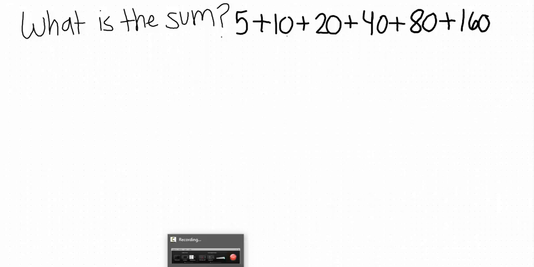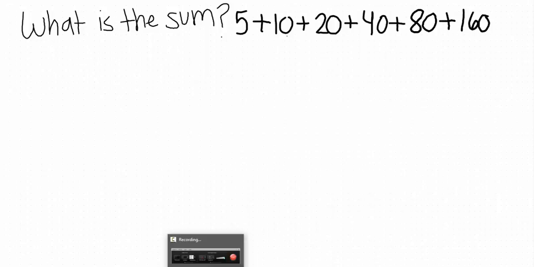5 times 2 equals 10. 10 times 2 equals 20. 20 times 2 equals 40. 40 times 2 equals 80. 80 times 2 equals 160. It's going to be a geometric series with a common ratio of 2.